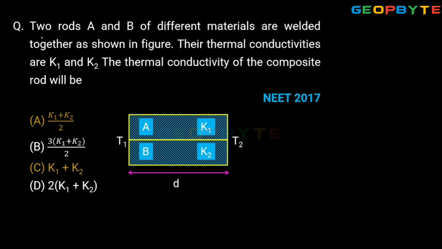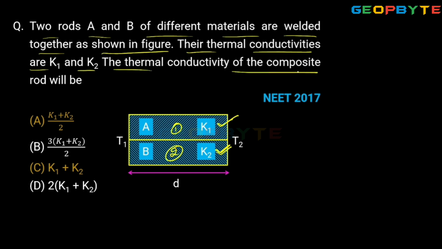Asking like this: two rods A and B of different materials are welded together as shown in figure. Look at the two materials. This is material 1, material 2. These two materials are joined by welding process. Their thermal conductivities are K1 and K2. K1 is the thermal conductivity for the material A. K2 is thermal conductivity for the material B.